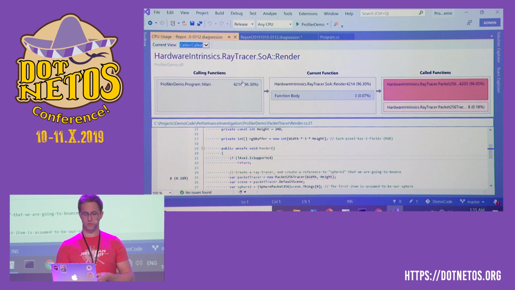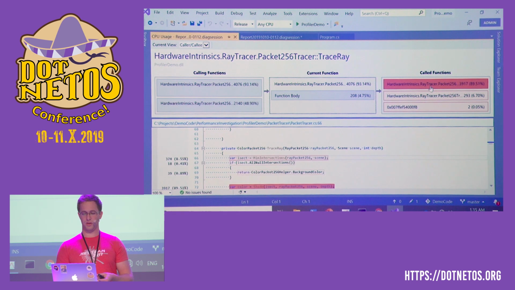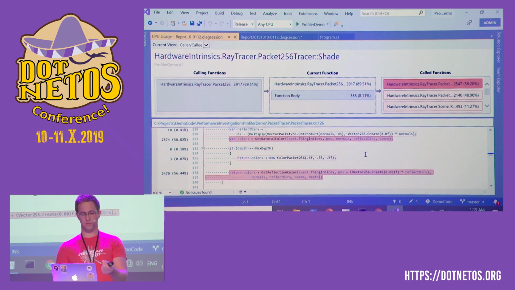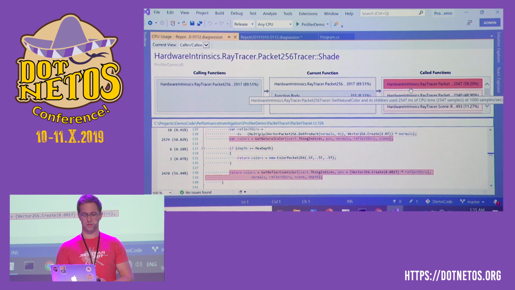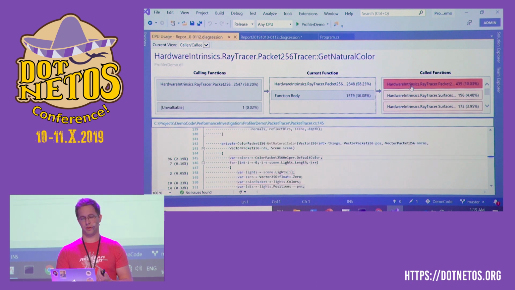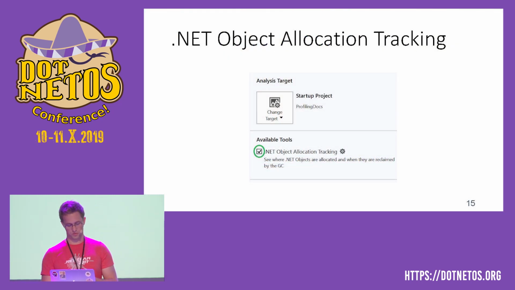Let me get back to the caller-callee view. As you can see over here, we have a more visual representation. We can just click, and here we can see that something around 50% of time is spent in the GetNaturalColor method, another 50% in GetReflectionColor. So this is how I just found two performance bottlenecks. As you can see, it's not hard. You are just a few clicks away from it. And again, you should really not be guessing. You should be using the profiler.